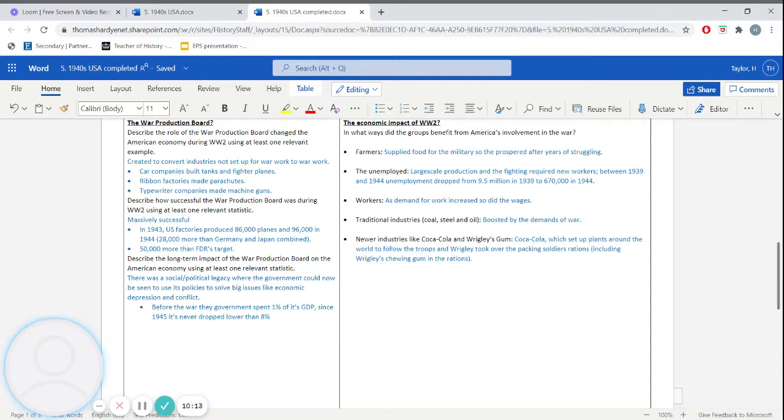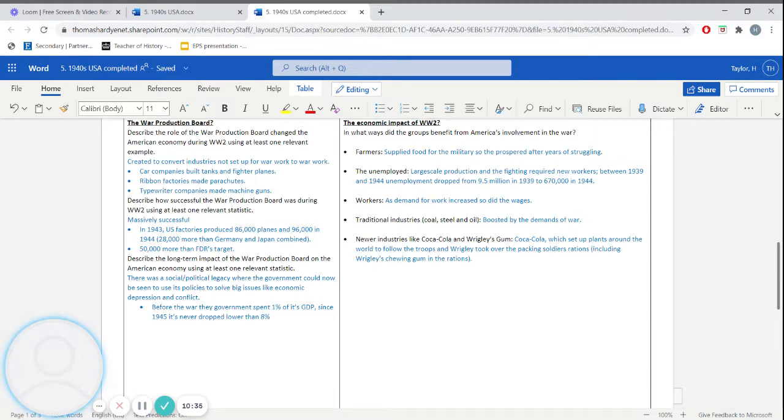Describe the role the War Production Board had in changing the American economy during World War II, using at least one relevant example. So it was created to convert industries that were not set up for war work to war work. And then I've got a few examples for you.